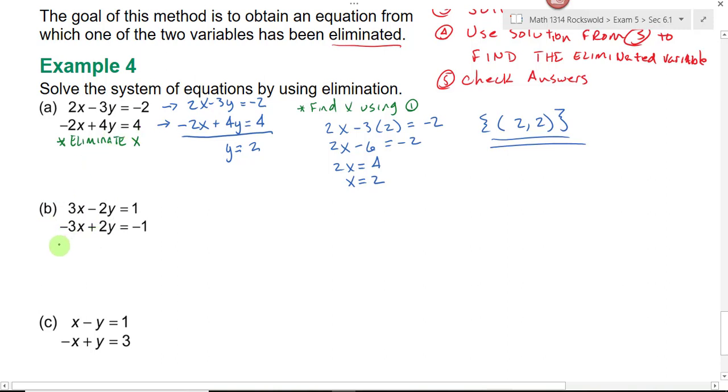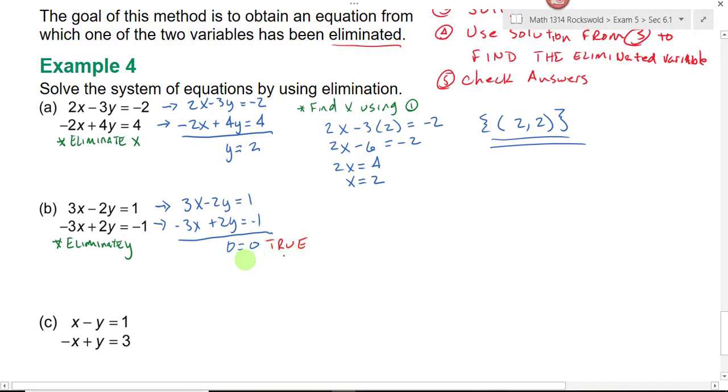We eliminated x last time, now let's eliminate y. Well, in order to get the y's by themselves, I just need to add both equations together like I did before. So I'm just going to write down both of these equations as I see them. That gives me 3x minus 2y equals 1, and negative 3x plus 2y equals negative 1. And when I add the two equations together, everything drops out and I get 0 equals 0. This is a true statement.